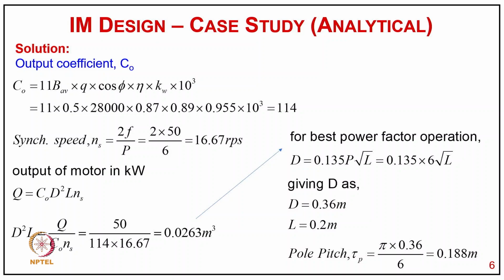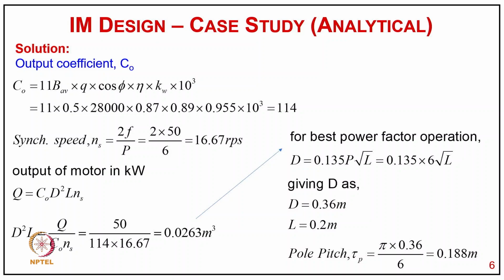Now coming to the output equation of the motor, Q in kVA equals C0 D square L N, where D is the diameter at the air gap and L is the stack length of the machine. From this equation we can find one relation, D square L equals Q upon C0 N, which, putting in the values, comes to 0.0263 meter cube, because the dimension of D square L is in meter cube. This is one relation between the main dimensions, stack length and diameter at the air gap.